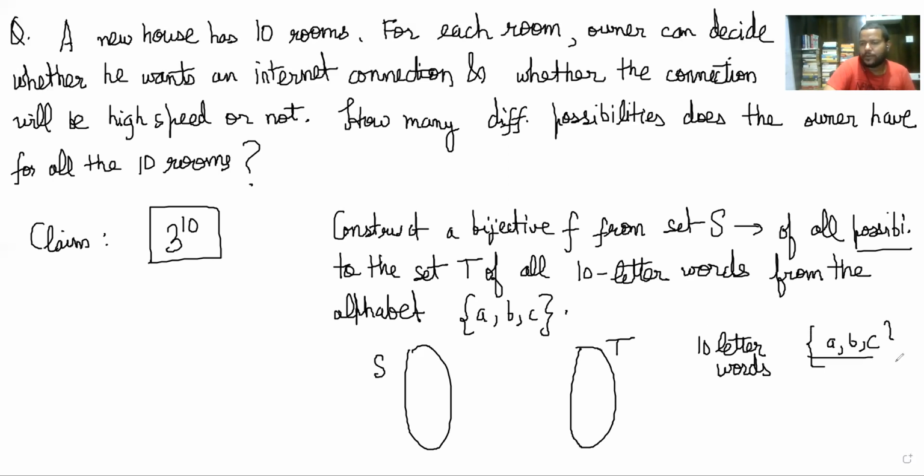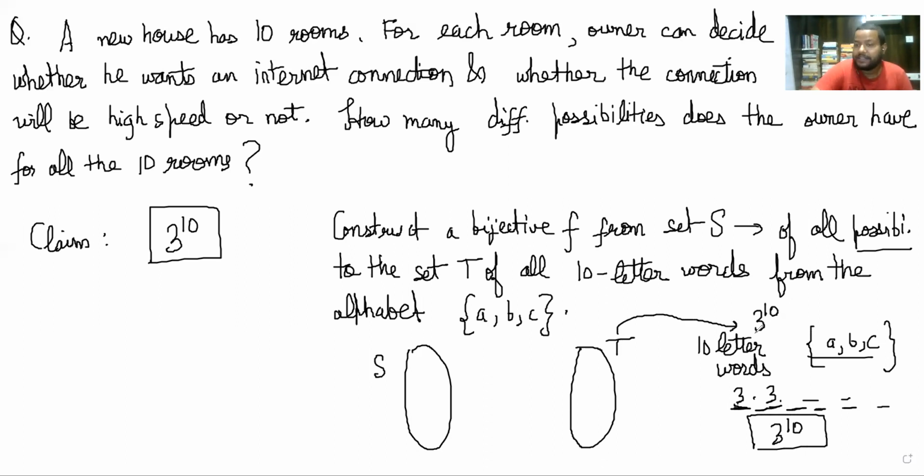Now, this is a very easy question. We have already solved this type of question before. If you have 10-letter words to form and ABC is your alphabet, then at each position you have 3 options, right? A or B or C. So 3 into 3 into 3, this is 3 power 10. So right away, we know that counting set T is very easy and the number of elements is 3 power 10. The question basically boils down to: can you construct a bijection from this set to this set? And I will prove here, and this is the function.